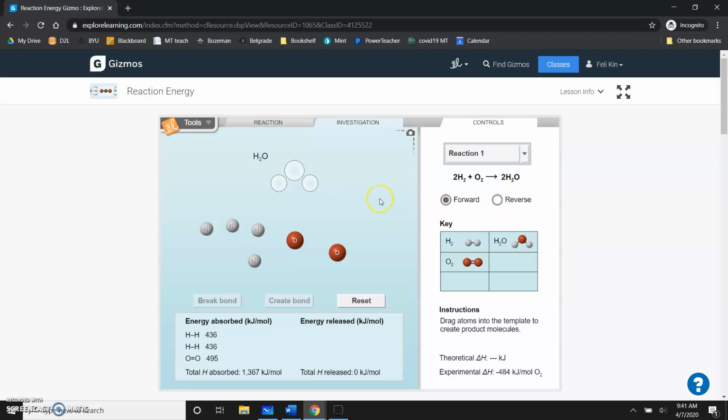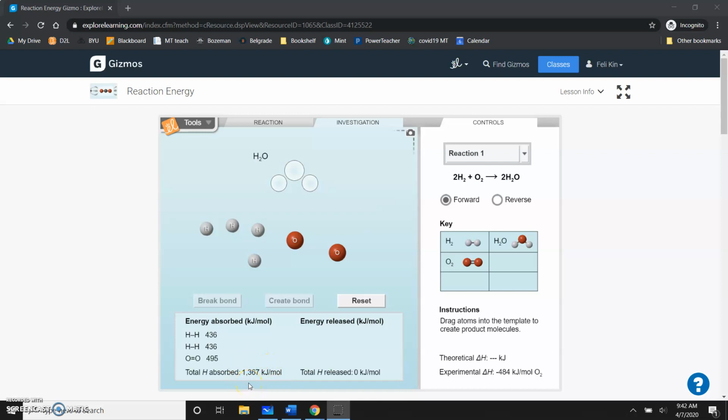All right, once we've broken apart all of our molecules, we're going to switch over to our product side. So this is a template for water. Down here, it's showed us the total amount of energy it took to break all of the bonds in our reactants, with a total enthalpy absorbed as 1367 kilojoules per mole. So that's if we had 2 moles of hydrogen and 1 mole of oxygen, broke all of those bonds, it would take a total of 1,367 kilojoules to break all of those bonds.